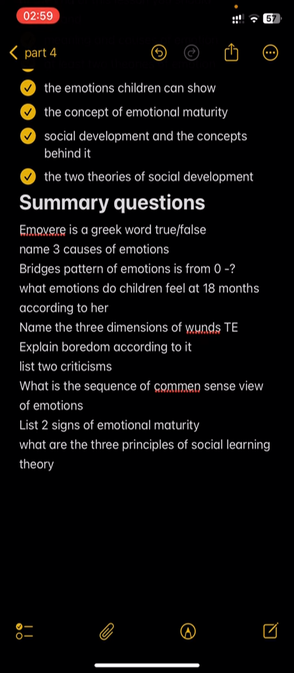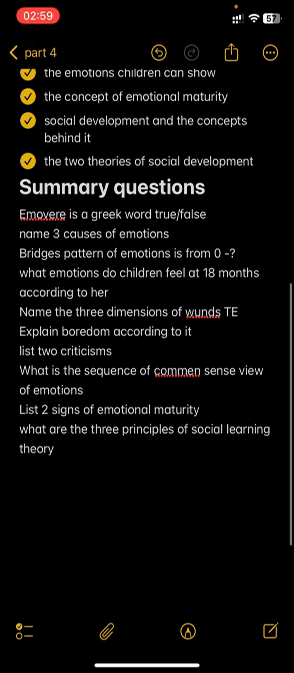Okay, there's also: explain boredom according to it. So between pleasantness and unpleasantness, which one will boredom have? It will be unpleasant. Tension and relaxation, you'll be relaxed. Excitement and depression, you'll be depressed. So unpleasantness, relaxed, and depression, that is boredom.